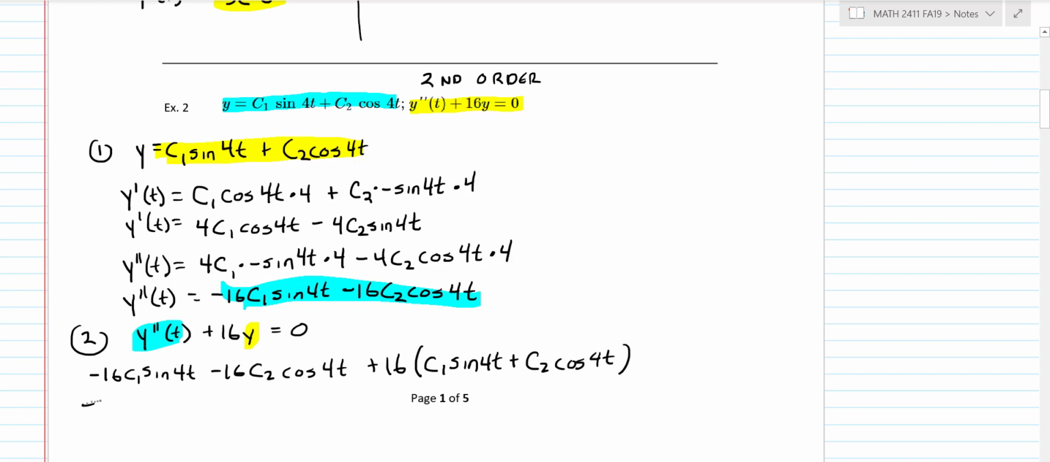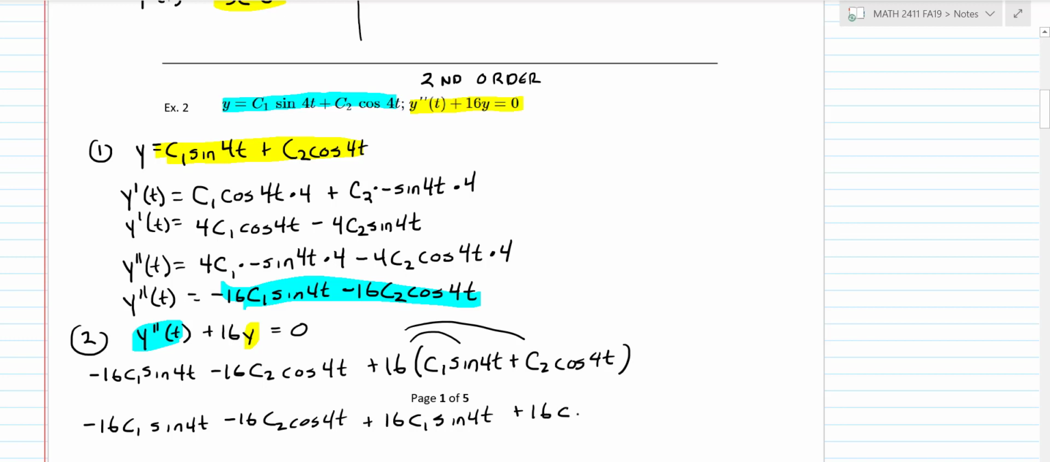So this is just bring this down. That's negative 16 c1 sine 4t minus 16 c2 cosine 4t. Then we can do the distributive property here to get plus 16 c1 sine 4t plus 16 c2 cosine 4t.